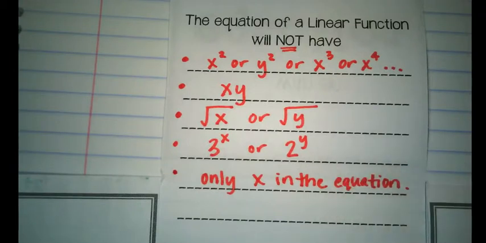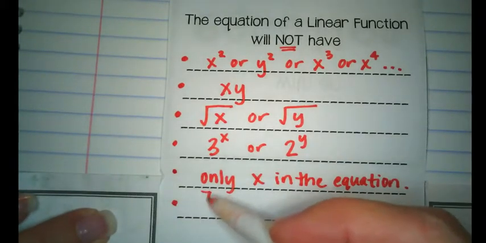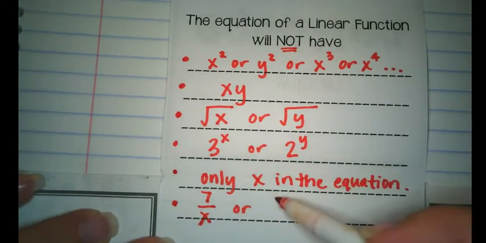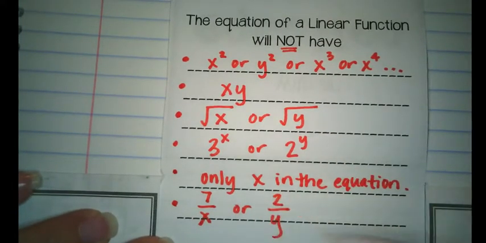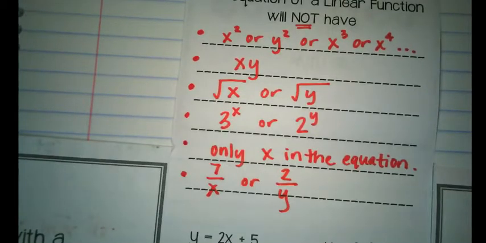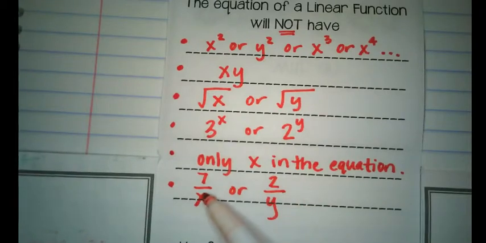All right, and then the last thing that a linear function will not have is something like 7 over x, or I'll just say 2 over y. It cannot have that. Now, it could have an x over a y, or a y over an x, but the fraction can't have just one variable in it without the other. All right, so I have a couple of examples below.